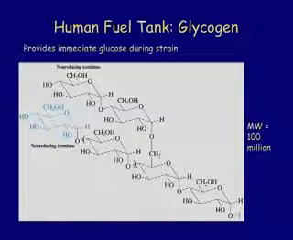Because of the branching, you have many end groups, and the enzymes actually start attacking at the non-reducing terminals, at the end groups of these branches. And so obviously the more of those you have, the quicker you can liberate glucose, and that's what you want. So you want a quick fuel injection device, basically. Glycogen. So when you're very exhausted after strenuous exercise, that's what's kicking in.